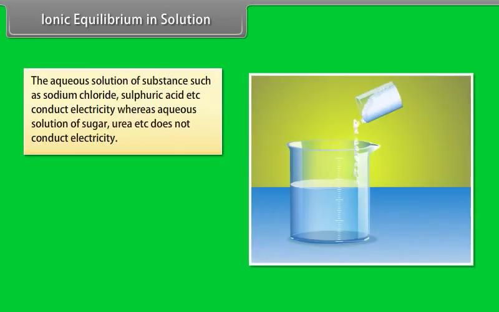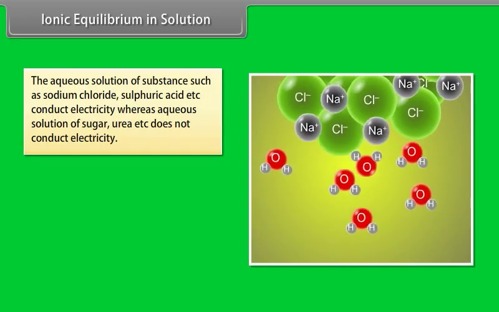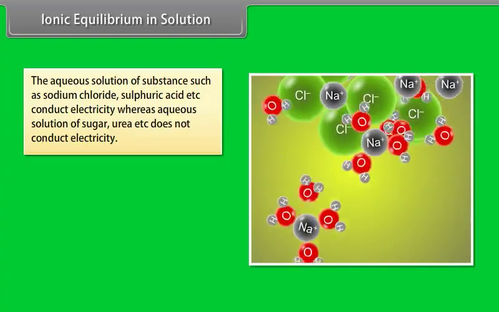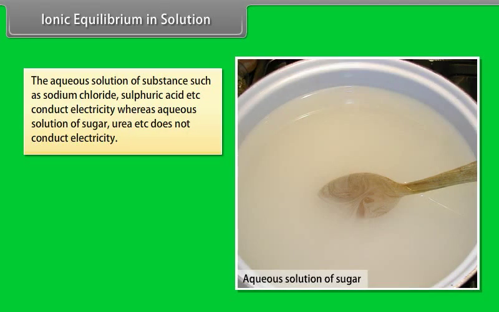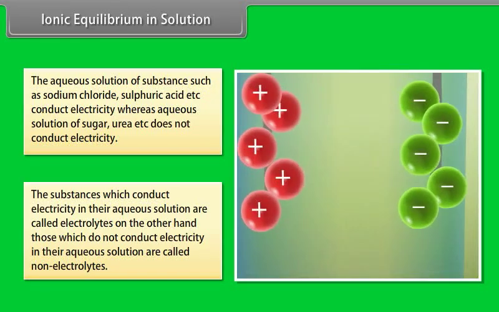Ionic equilibrium in solution. The aqueous solution of substances such as sodium chloride, sulfuric acid, etc. conduct electricity, whereas aqueous solution of sugar, urea, etc. does not conduct electricity. The substances which conduct electricity in their aqueous solution are called electrolytes. On the other hand, those which do not conduct electricity in their aqueous solution are called non-electrolytes.